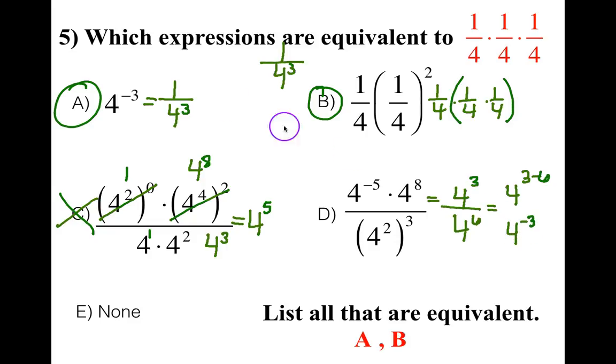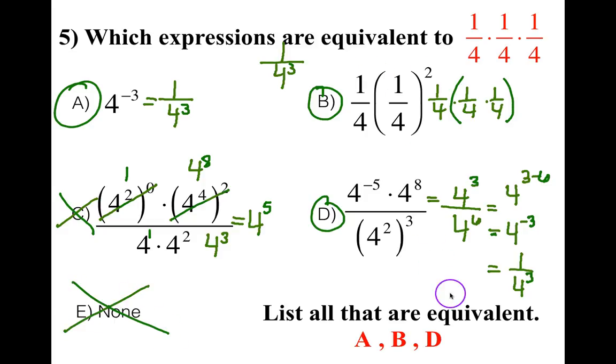Here, remember, this is already equivalent to A, and if it's equivalent to A, this must be equivalent as well. But you could have just taken that one step further and said that's basically 1/4 cubed. So I would say D is also equivalent. So definitely it's not going to be option E because we already have A, B, and D as equivalent expressions.